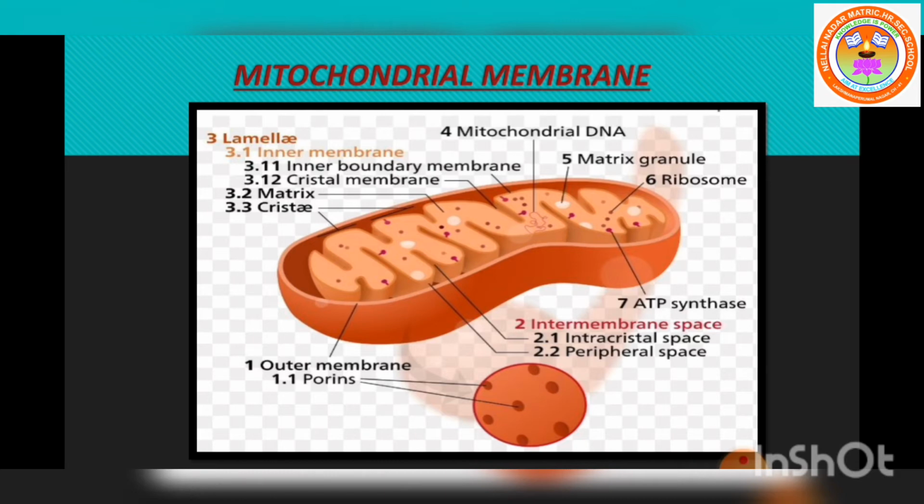So there are two different types of membrane present in mitochondria, outer membrane and inner membrane. The outer membrane is smooth and freely permeable, but the inner membrane is semi-permeable. In the outer membrane, we can see porin molecules which form channels for passage of molecules through it. So this is about the mitochondrial membrane.